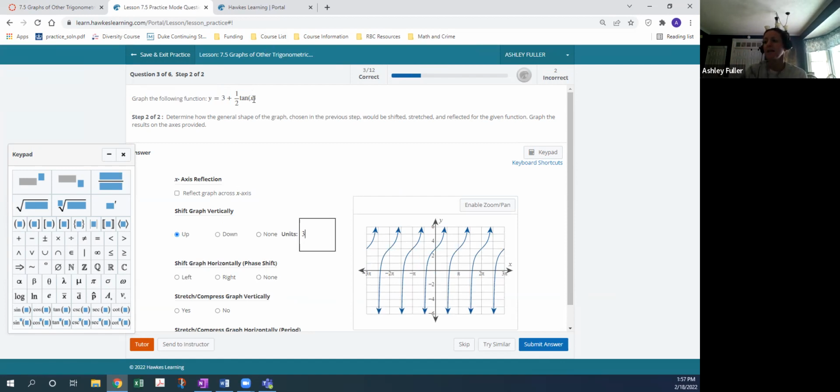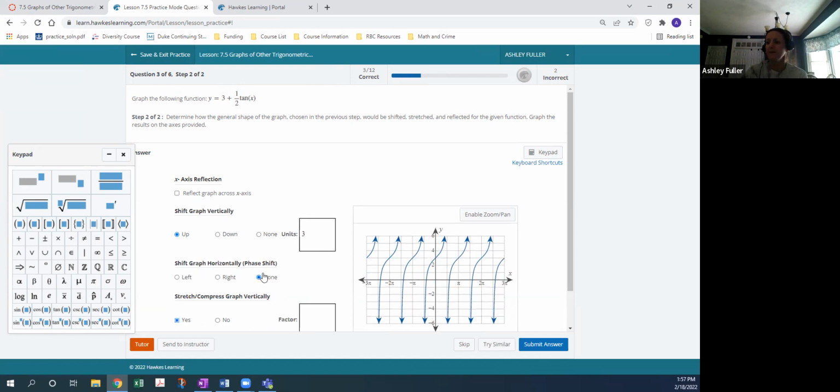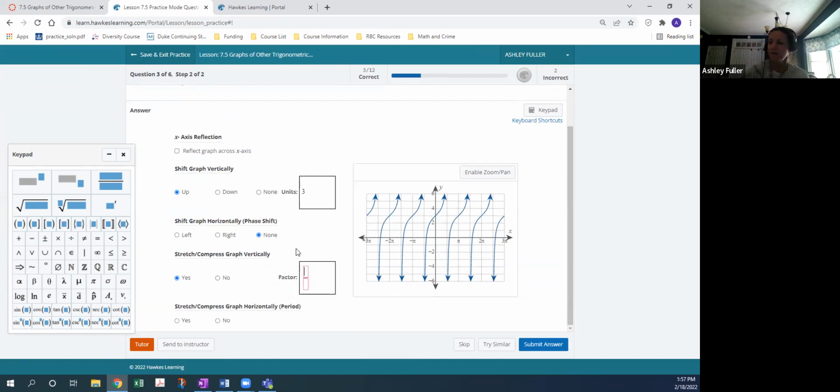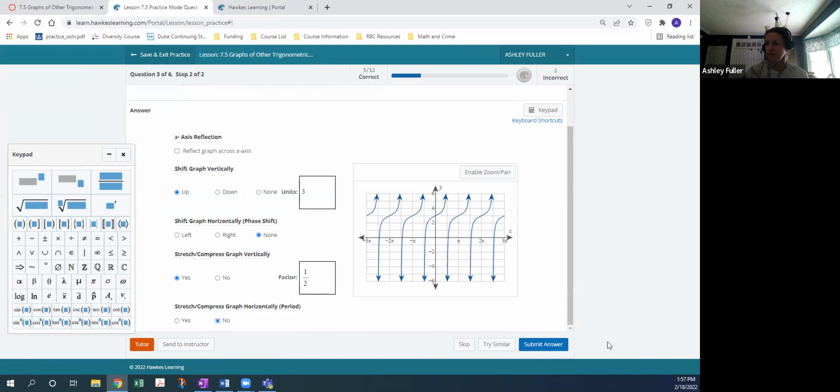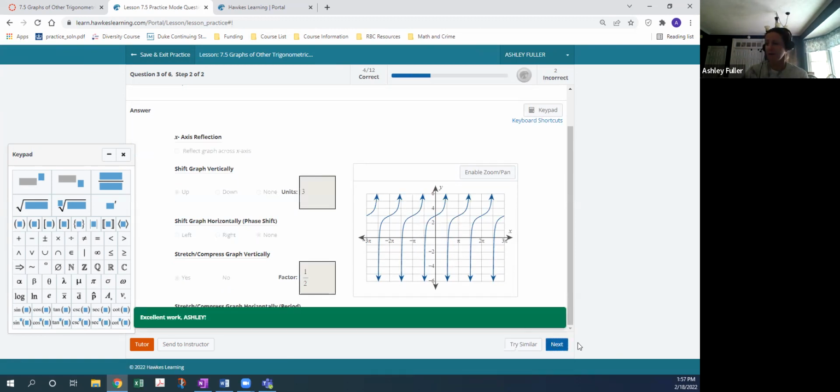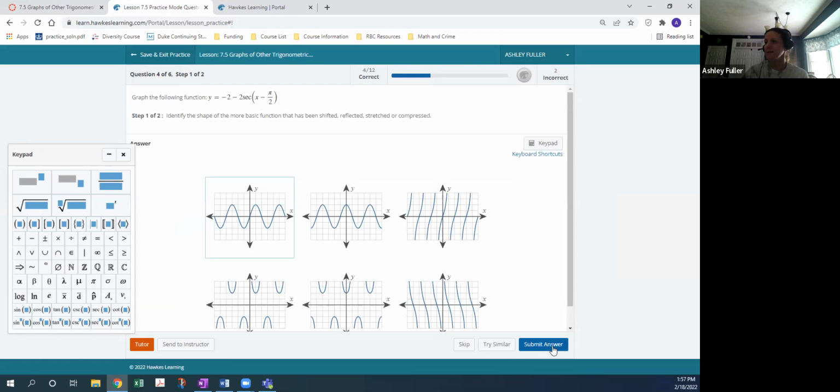Again, there's nothing in here that's going to give it a horizontal shift. There is going to be a stretch or compression because of the 1/2 out front. And last but not least, there's nothing here in front of the x, so there is going to be no shift in the period.